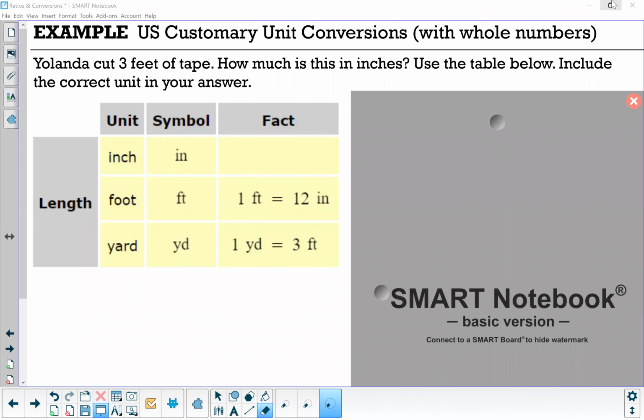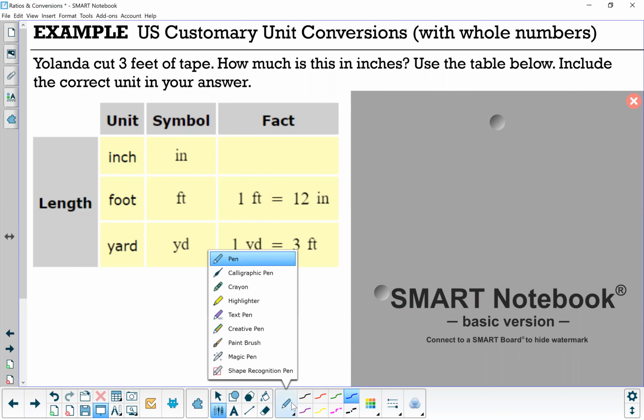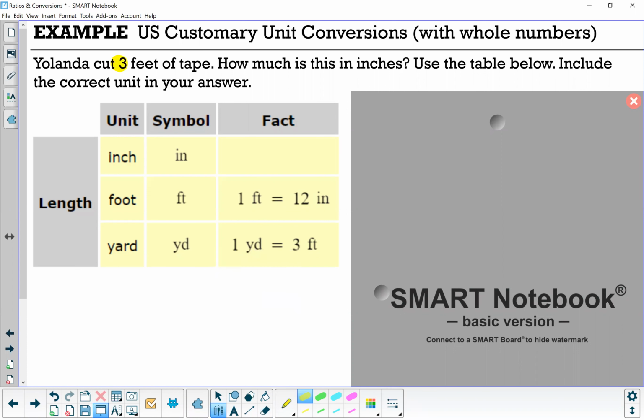So we are looking at a question here on U.S. customary unit conversions with whole numbers. And what we have here is Yolanda cut 3 feet of tape. How much is this tape in inches? Use the table below, include the correct unit in your answer.